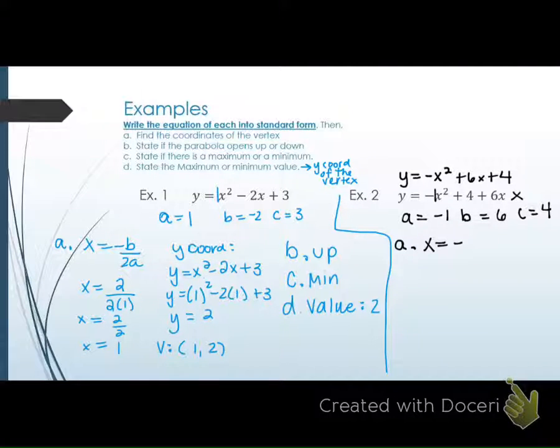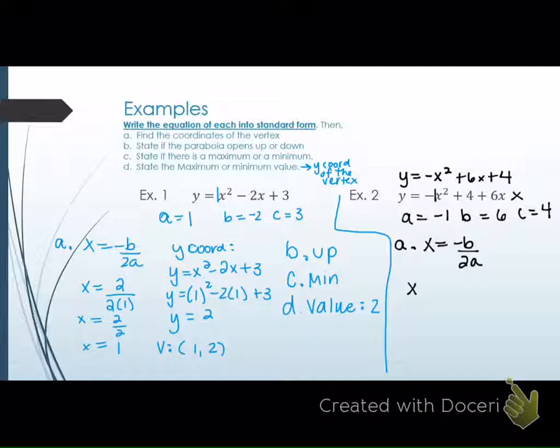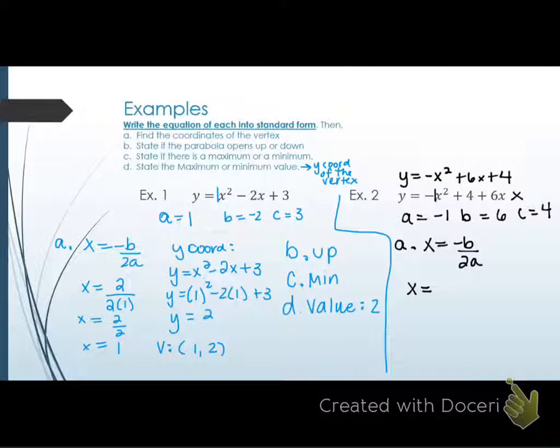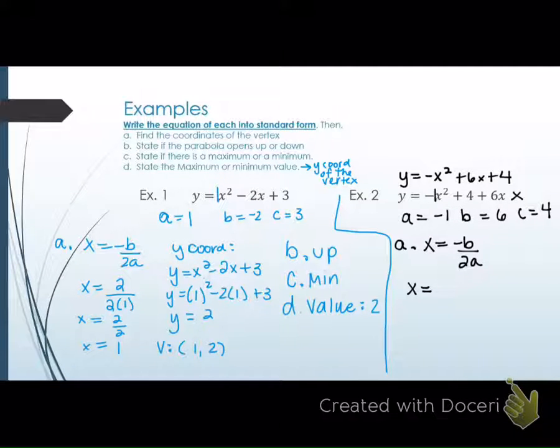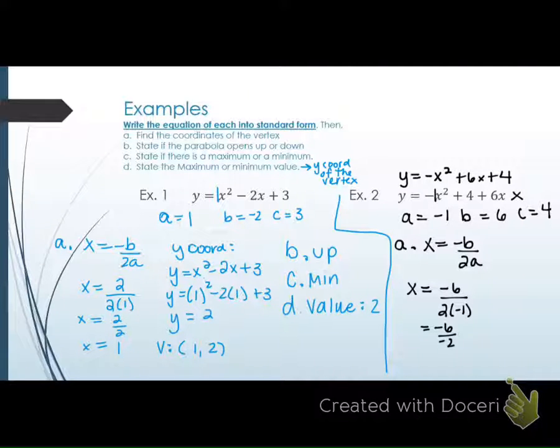The vertex is negative b over 2a, which is opposite b over 2a. So, Emma, how do I substitute in b then? It'd be -6 over 2 times negative 1. So that's negative 6 over negative 2, so x is 3.